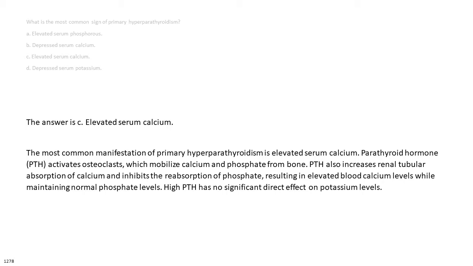The answer is C. Elevated serum calcium. The most common manifestation of primary hyperparathyroidism is elevated serum calcium. Parathyroid hormone, PTH, activates osteoclasts, which mobilize calcium and phosphate from bone. PTH also increases renal tubular absorption of calcium and inhibits the reabsorption of phosphate, resulting in elevated blood calcium levels while maintaining normal phosphate levels. High PTH has no significant direct effect on potassium levels.